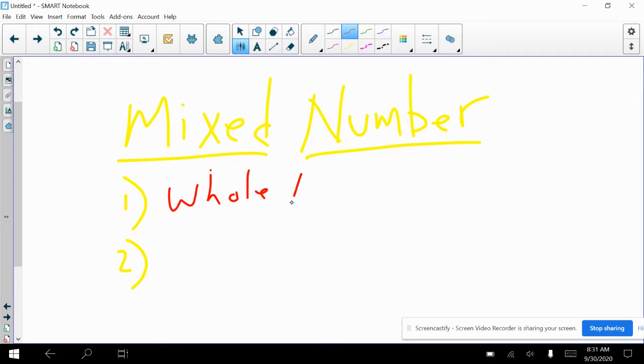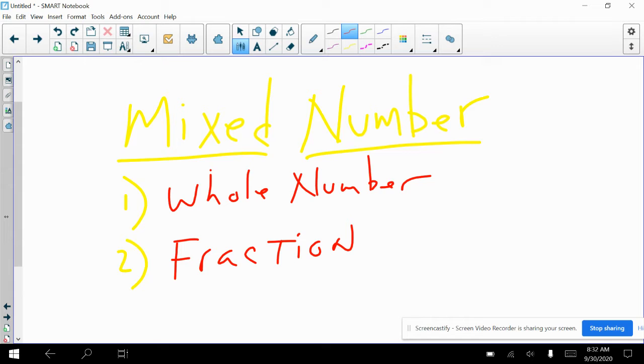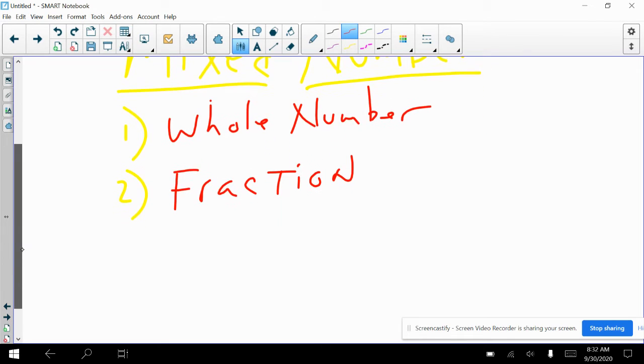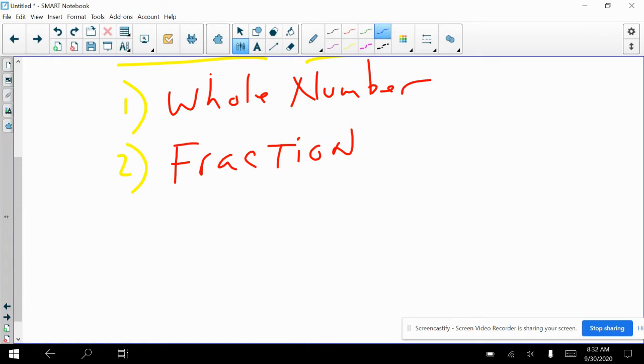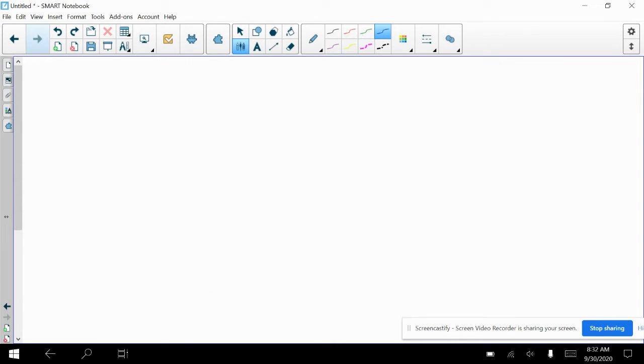Made up of a whole number and a fraction. That is correct. What does a whole number look like? Of course, you know, 2 2/3. You have a whole number and you have a fraction. So far, so good. What about one of these?